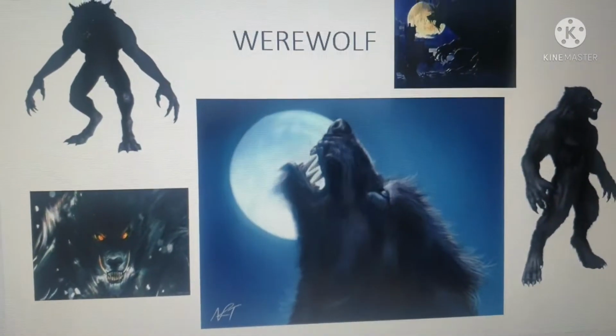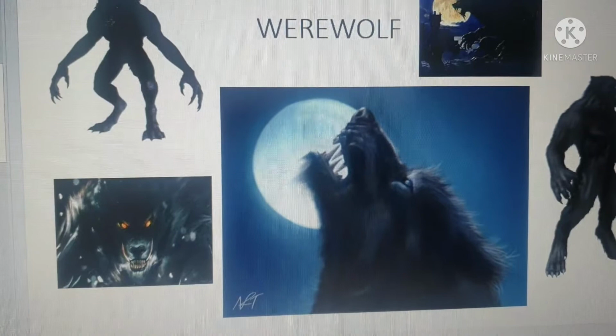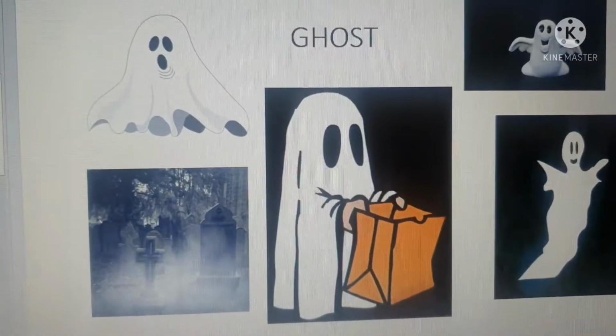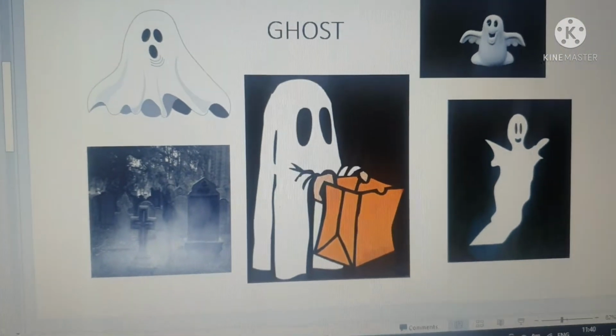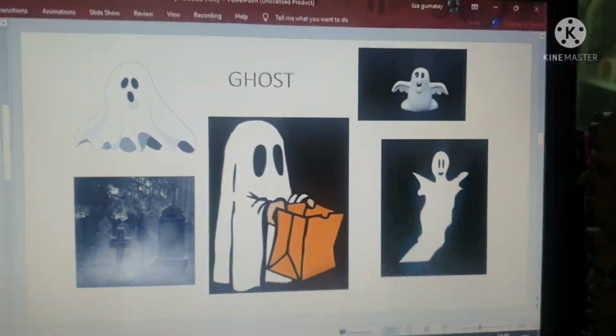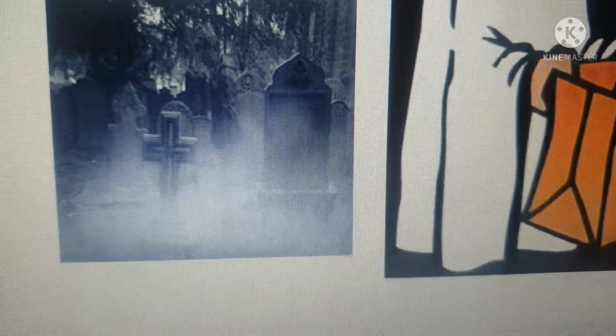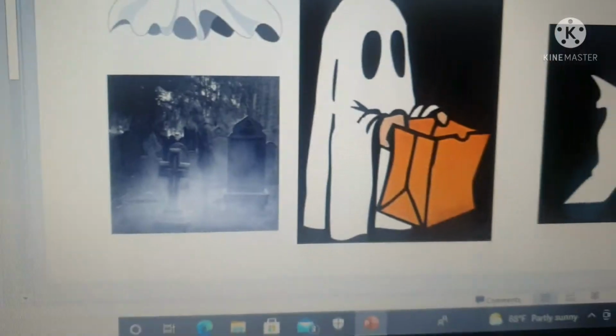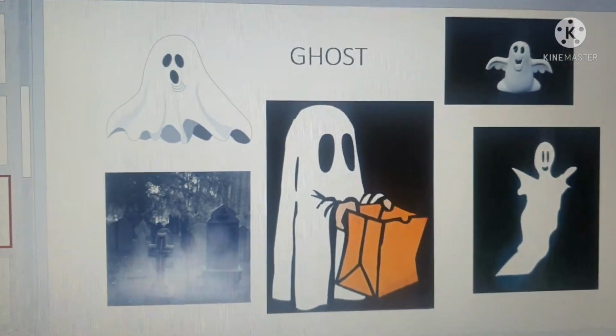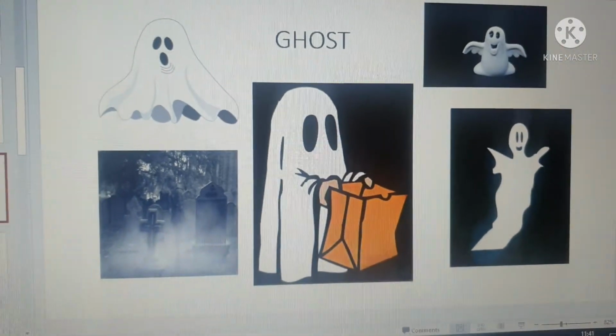Next is a ghost. I asked my student, what do you see in here? And he said, it's a graveyard, teacher. What else? I can't see a ghost because we cannot see a ghost. A ghost is just an imagination. He told me that. It's very smart.